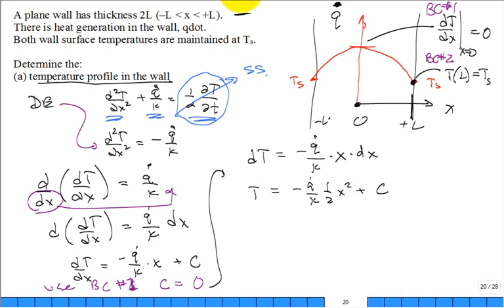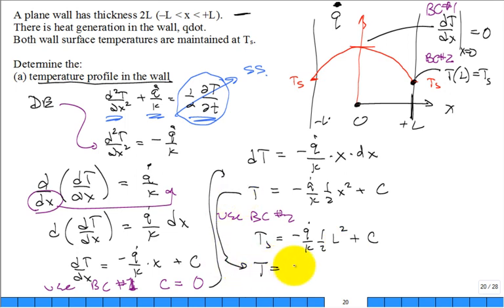But here now we use boundary condition number 2, and there you look and you're saying that it's equal to Ts at minus q dot over k times 1/2 L squared. I put x equal to L, and this allows me to get what C is. So you can see C is equal to Ts plus blah, blah, blah. Then we put C back into the equation, and we get our final answer that in general, T is equal to Ts plus q dot L squared divided by 2k.